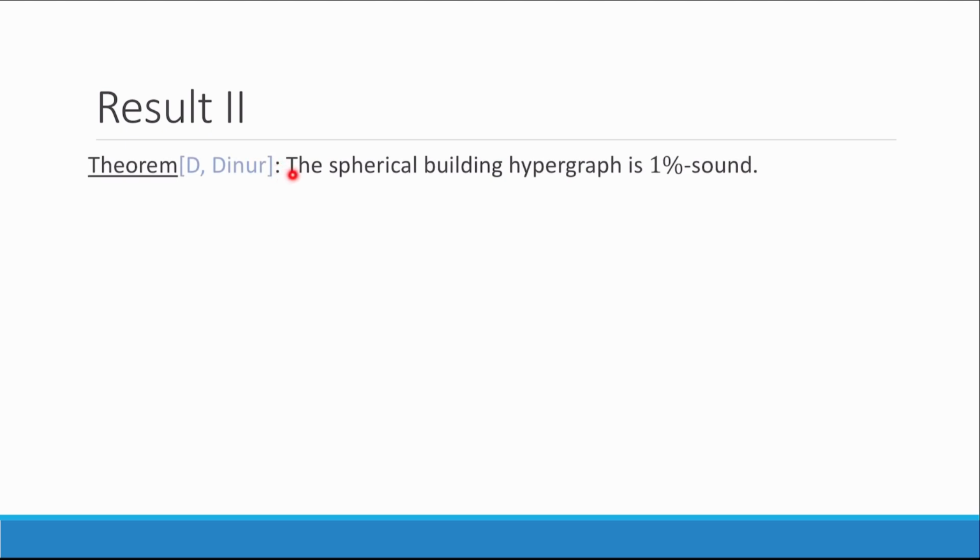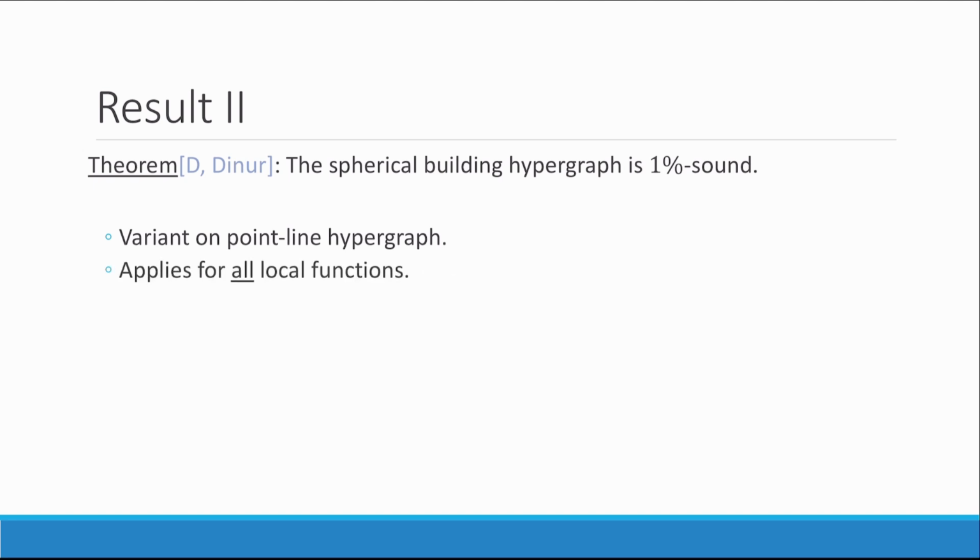of agreement test on what's known as the spherical building hypergraph and to show that it is indeed 1% sound, as we discussed before. I'm not going to even define this thing because it's kind of technical, but you can think about it basically as some kind of variant of this point-line hypergraph that we talked about before that comes from subspaces of vector spaces.